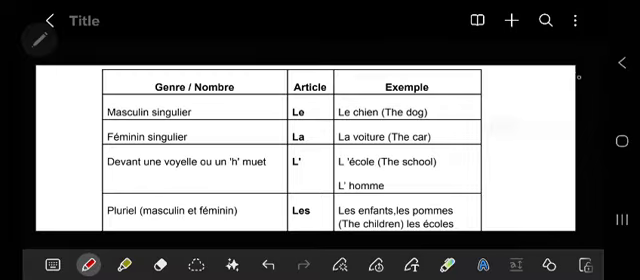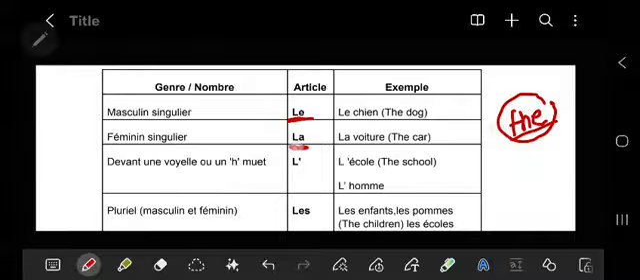Today we are going to learn about the definite articles. As you know, in English the definite article is "the," but in French this "the" is divided into four different kinds of definite article. First is le, then la, then l', which is often pronounced in liaison with the word following it. And then the fourth one is les, which is used for plurals.